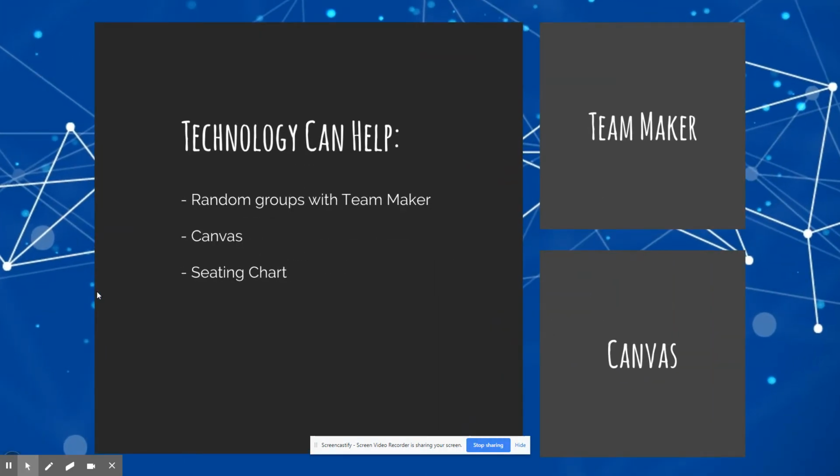You are able to make groups using technology. The book specifically mentions TeamMaker, but you can also use Canvas, or at our district in PowerSchool, our seating chart can also make groups.